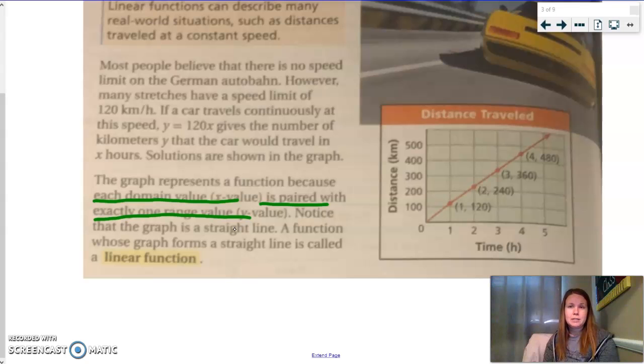So notice that the graph is a straight line. Now it's a diagonal straight line. A function whose graph forms a straight line is called a linear function. Because there are no weird curves in it, it doesn't go down, this is considered a linear function, okay? So a lot of it comes down to understanding the graph as well.